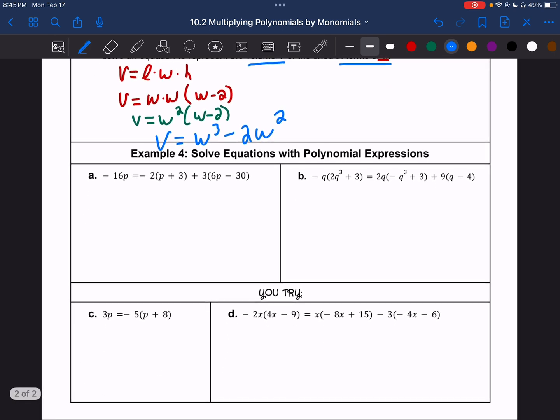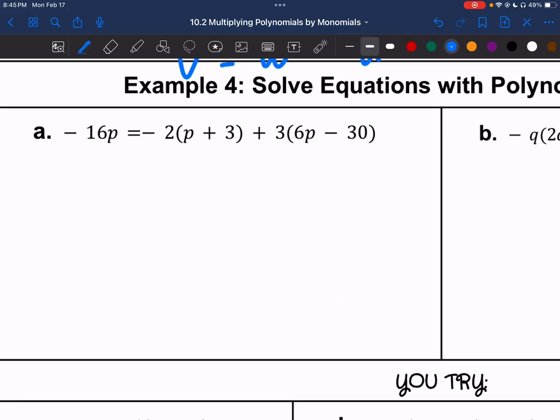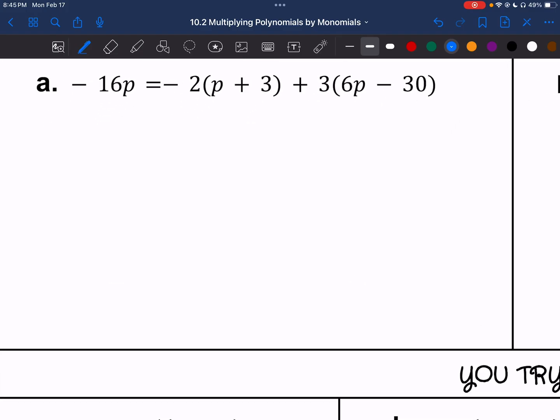All right, example 4 is solving equations with polynomial expressions. This is going back to Module 1, where we are going to be using distributive property and then solving. So the keys to remember here, we've got our wall at the equal sign. We cannot move from one side to the other without doing the same thing on both sides.